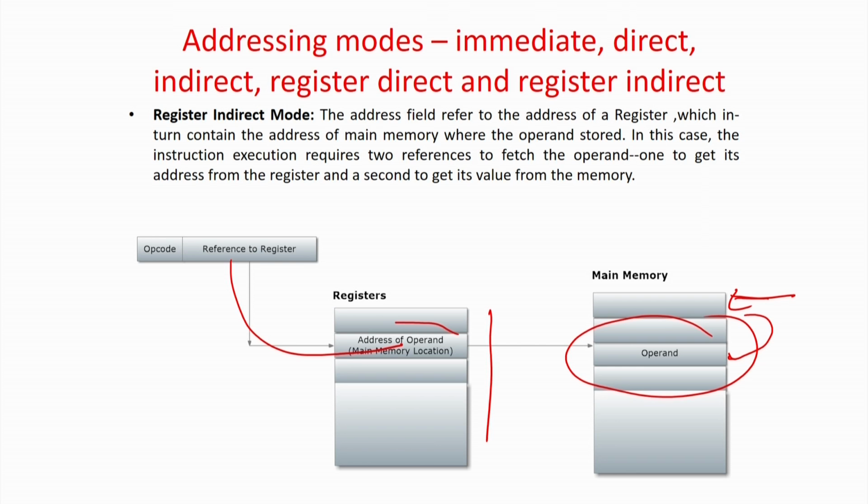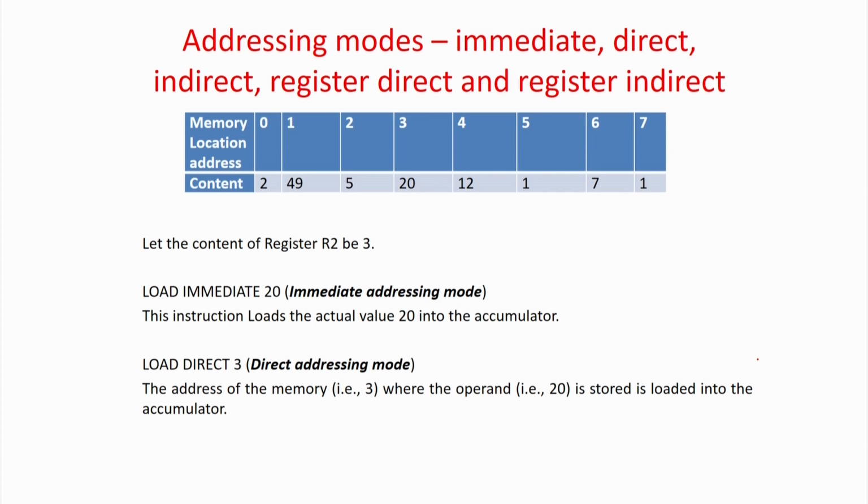So, in this case there is one memory access and one register access. So, it is faster than your normal indirect mode where there are two memory accesses. That way there is an advantage and a disadvantage. The disadvantage is registers are less in number, so you cannot use it very often, while main memory is larger in size, so you can have more frequent such type of indirect addressing mode.